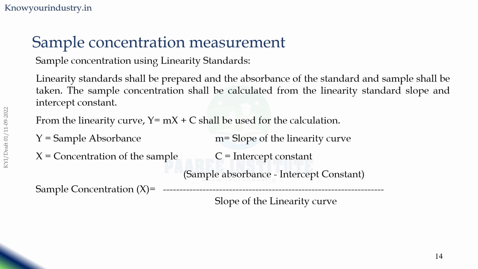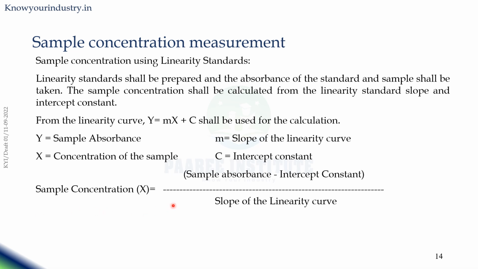That equation you will get: y is equal to mx plus c. In this, y is the sample absorbance, which you have already got through the instrument, m is the slope of the curve, and c is the intercept of the curve, that is a constant. Then you have the x value which you need to determine through the equation. x is the concentration of the sample.